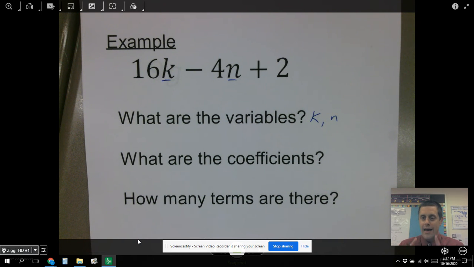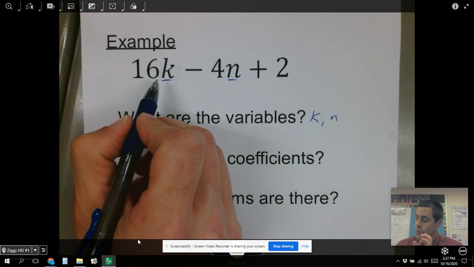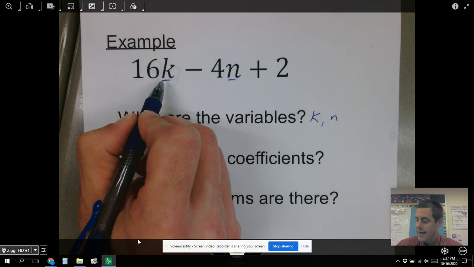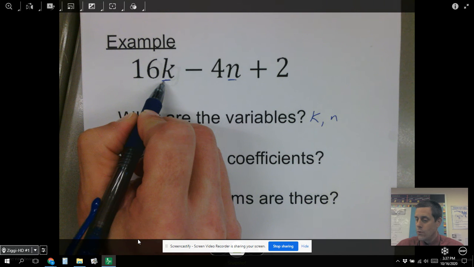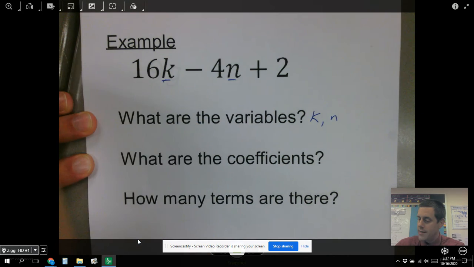Coefficients. Remember, every variable has a coefficient. So we have already identified k as a variable. What is its coefficient? What value is being multiplied times k? What number is touching k?